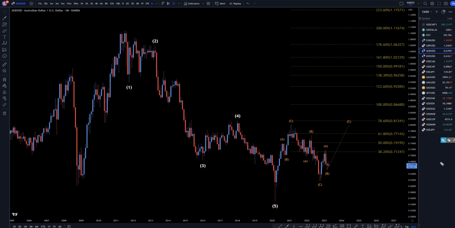Today is Thursday, April 20th, and I'm going to be analyzing the Aussie US dollar, starting on the monthly and working my way down to the 1 hour time frame.